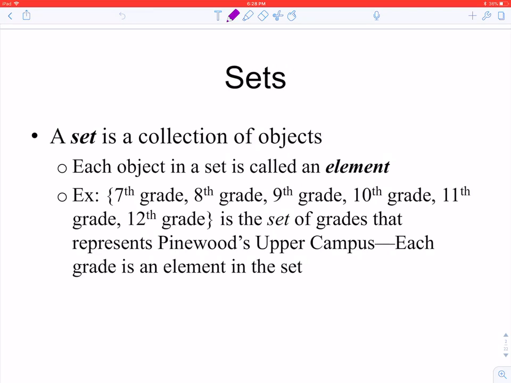A set is a collection of objects, and each object that's in a set is called an element. So if we're talking about a set of numbers, each number that belongs to the set is an element of the set. I've put an example of a set on here. If we think about Pinewood's upper campus as being a set of different grade levels, 7th, 8th, 9th, 10th, 11th, and 12th grade, then each grade is going to be an element of the Pinewood Upper Campus set.